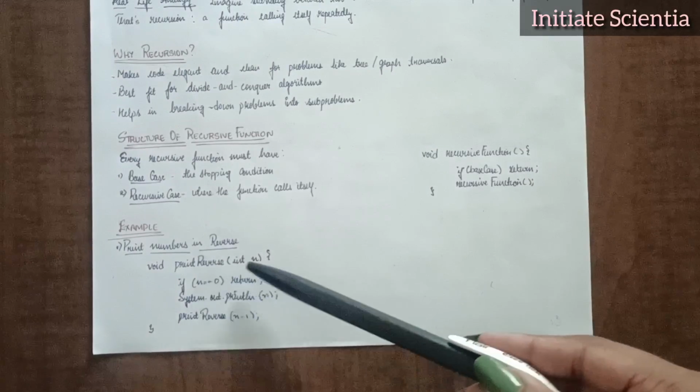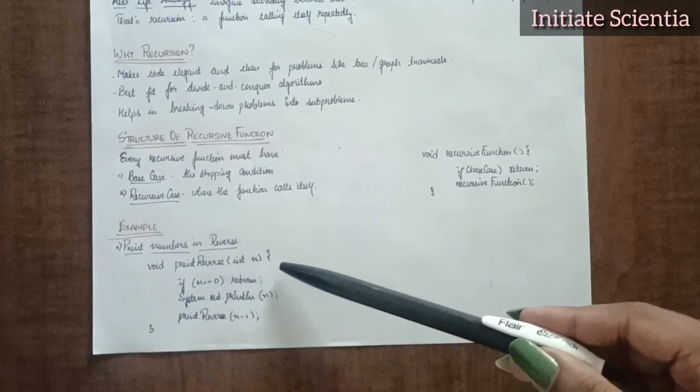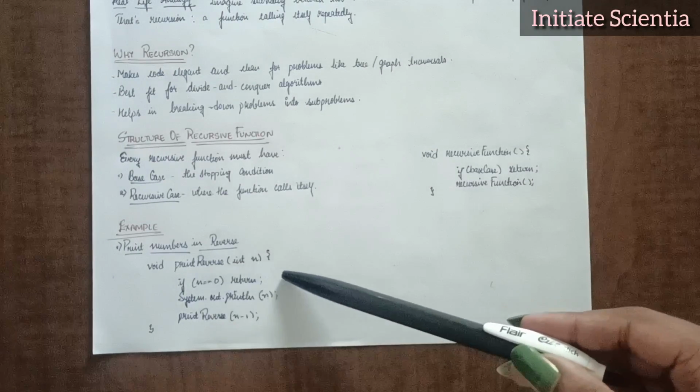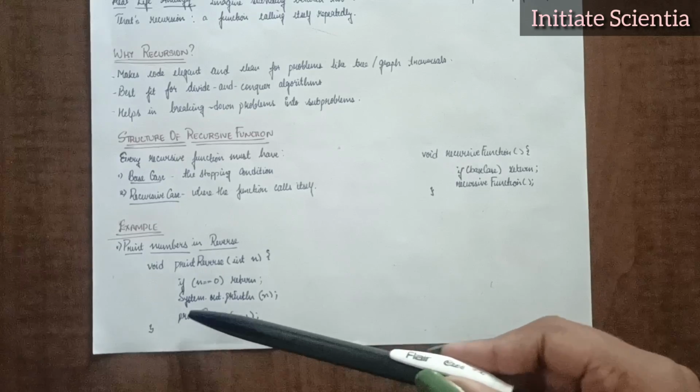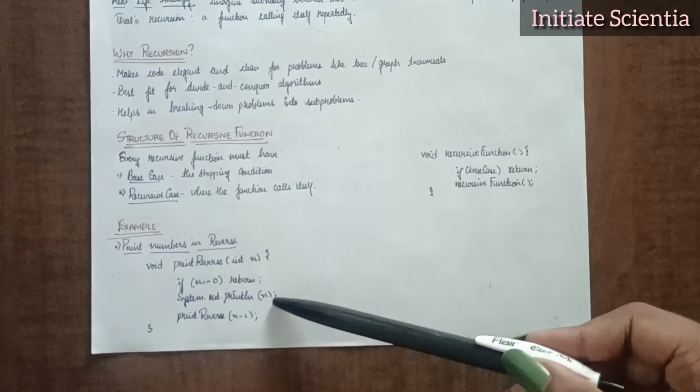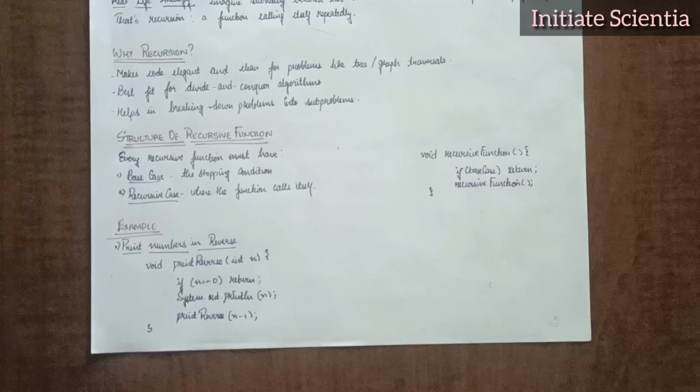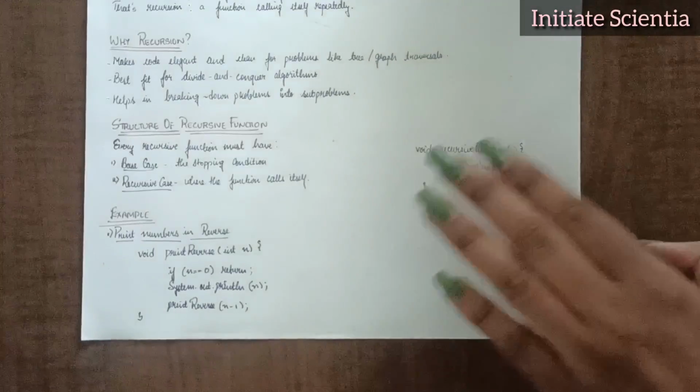Print numbers in reverse. void printReverse(int n). If n is equal to 0, then return. Print n, then printReverse(n - 1). So we are calling the recursive function again.